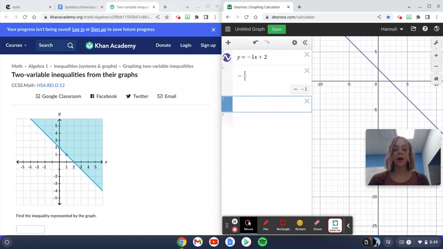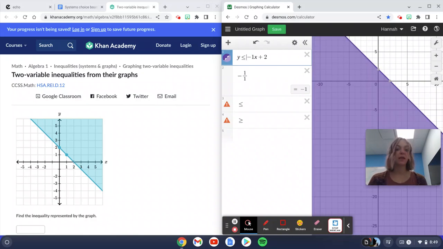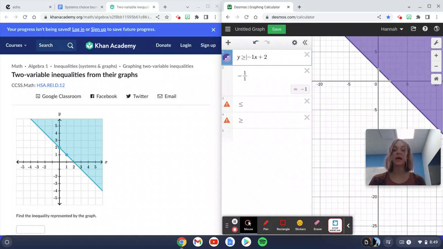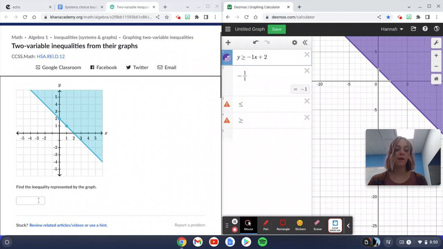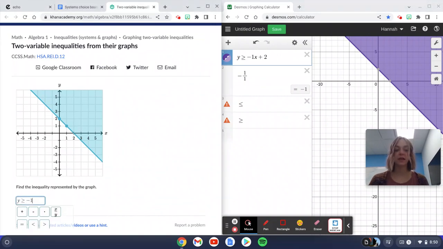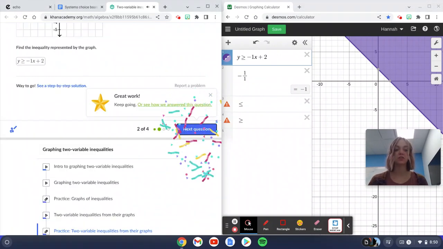My slope is going to be negative 1. Now again, I know it has to be either one of these two inequality signs since I have a solid line. So I'm going to try the first one, see if that gives me shading above. It does not. So that means it's going to be the second one to give me shading above. That's y is greater than or equal to negative 1x, or just negative x plus 2.